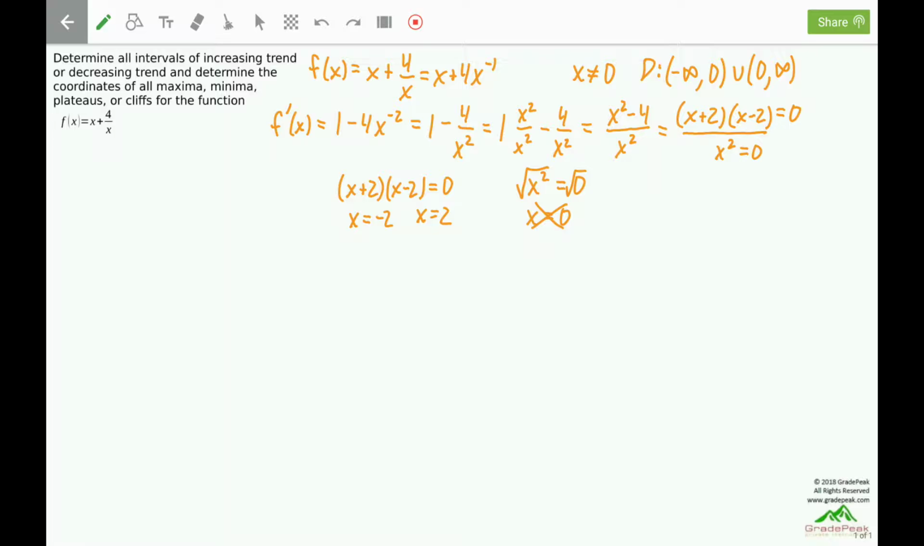We can now draw a domain line. The domain is negative infinity, which is no left end, to positive infinity, which is no right end. But right at x of 0, there's a vertical asymptote. So we can indicate that by drawing the vertical asymptote right there at 0.